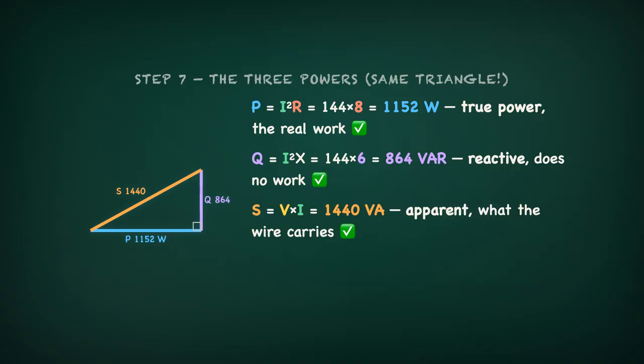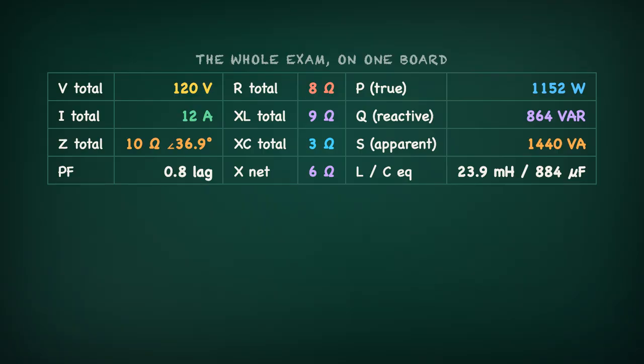Apparent power S is volts times amps, 1440 volt amps. That's what the wire and the utility actually have to carry. And check it. Power factor is P over S, 1152 over 1440, 0.8. Every path gives the same answer.